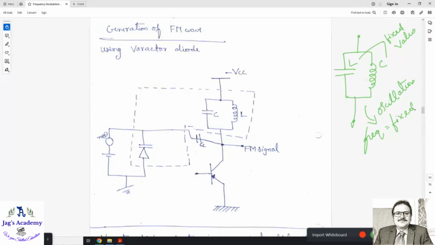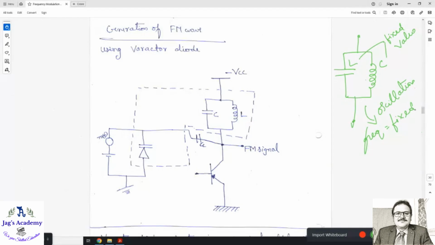Now, how can I vary the frequency? If I want to vary the frequency, change either the C value or the L value, right? Yes or no? Change either C value or L value, so I get variable frequency. Now how can I convert this tank circuit to behave like an FM modulated wave?